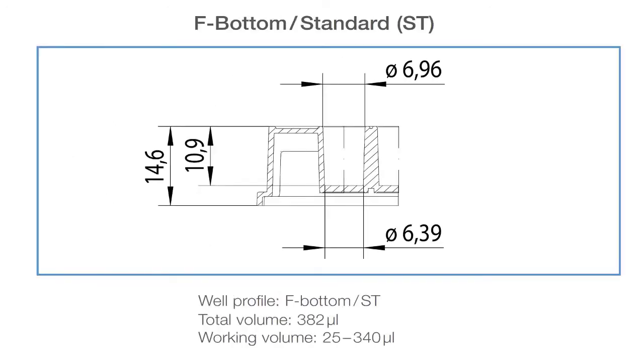The first type of 96 well plate is a standard flat bottom plate. The F refers to the flat well bottom. This type of plate has excellent optical properties. It is used for precise optical measurements. It has microscopic applications for bottom observation and photography. The total volume of each well equals 382 microliters, and the working volume of each well equals 25 to 340 microliters.